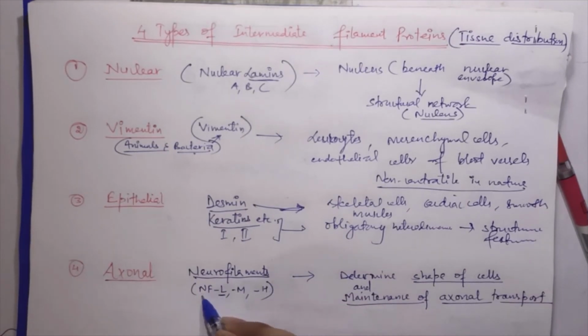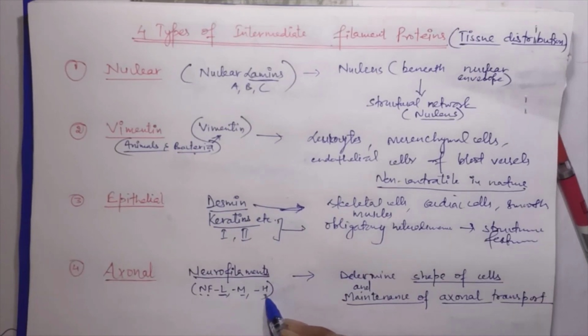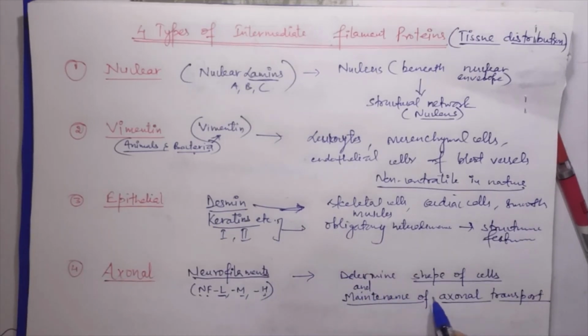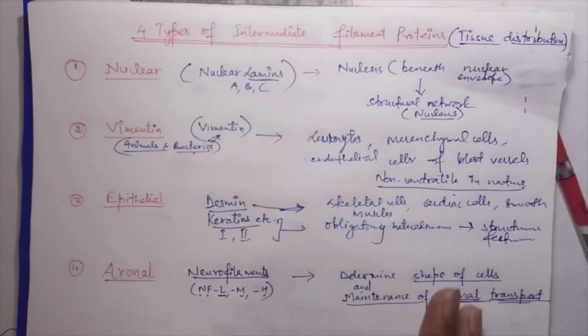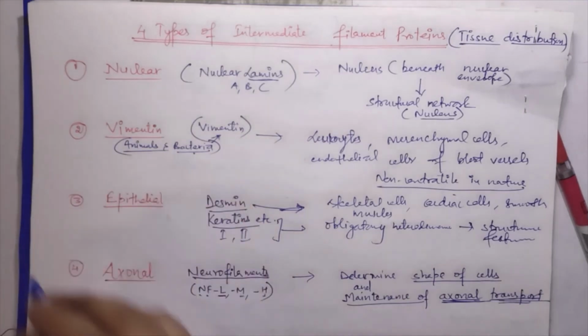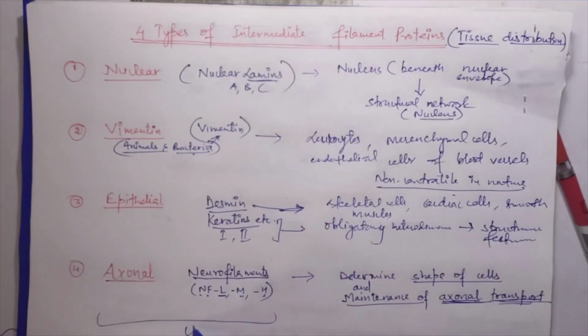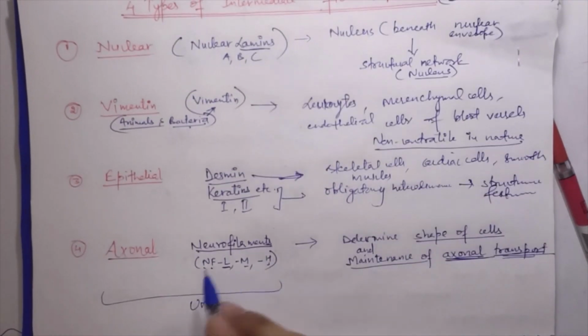And the fourth type of intermediate filament is the axonal filament, and they are rich in the neurofilament proteins, neurofilament L, neurofilament M, and neurofilament H, and they basically determine the shape of cells and maintain axonal transport. That is their main important role. And collectively, these form polymers which are unbranched.